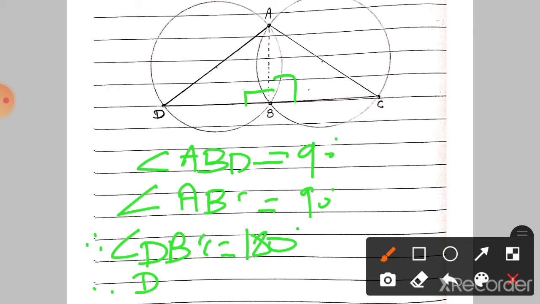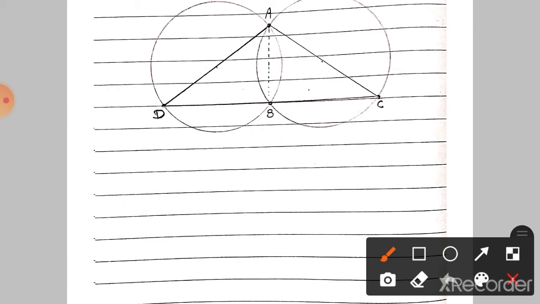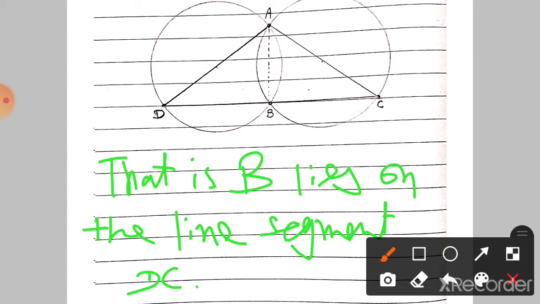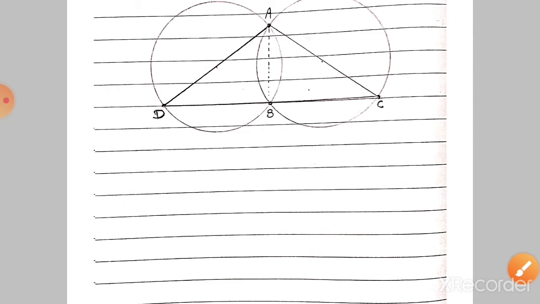Therefore DBC is a line. So we can say that B lies on the line segment DC. Correct? So this is the way to prove this theorem. So now students, let's start exercise number 10.4.